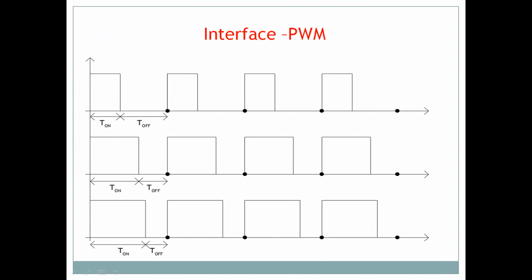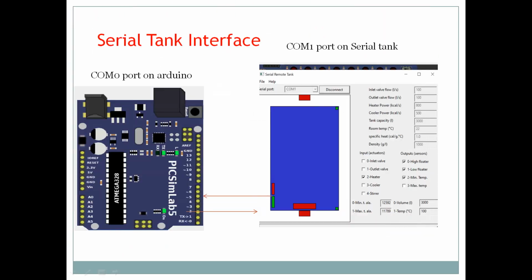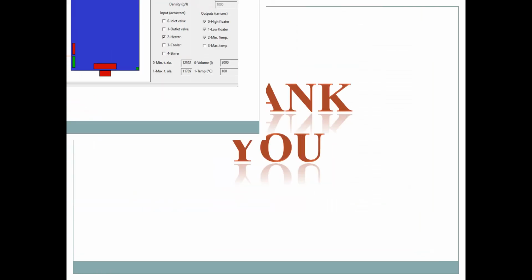It is the waveform for PWM. It has a T on period and a T off period. We can control by either increasing the T on period or the T off period. It is also a serial time. I will show you how it works. I have connected port 1 and port 2 in my Arduino, and in this way we are controlling this tank through our mobile.